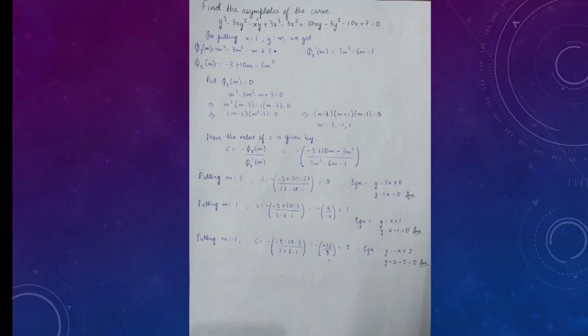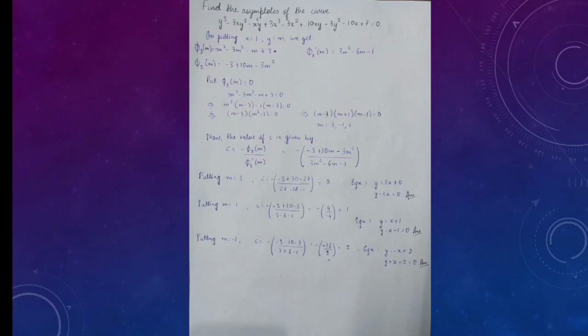So now we'll put phi 3m to be equal to 0. We'll get m cube minus 3m square minus m plus 3 is equal to 0. We'll take m square common in the first two terms and minus 1 common in the last two. We'll get m minus 3, m square minus 1 is equal to 0. Then the value of m will come out to be 3, minus 1 and 1.